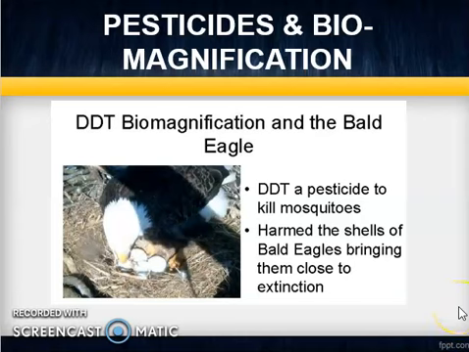Okay, continuing the discussion on the effect of DDT on the bald eagle population. DDT, as I said just now, can cause biomagnification in the Great Lake in the United States. Based on the statement in this slide, DDT is a pesticide to kill mosquitoes. But besides killing mosquitoes, it can also cause a negative impact on the bald eagle population, whereby it affects the eggshells of the bald eagle, bringing them close to extinction. So this is the effect of DDT on the bald eagle population.